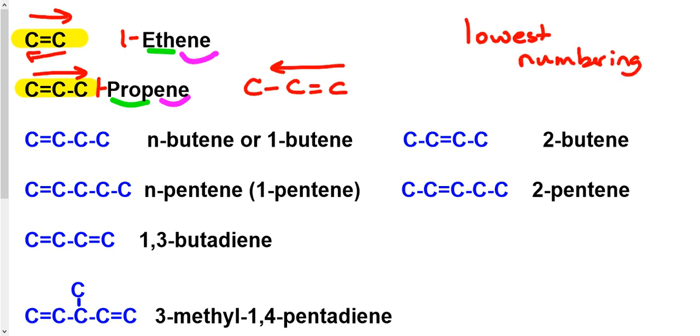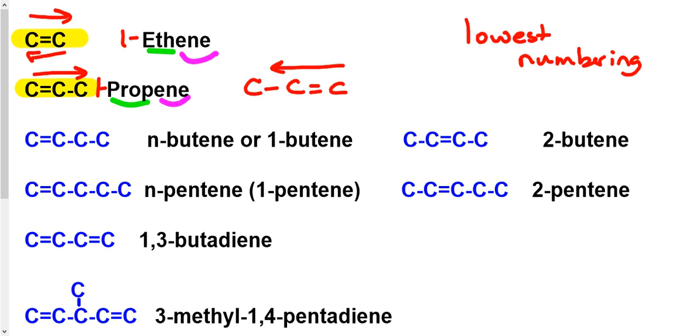So with butene, we could have 1-butene or 2-butene. You notice now that there are 2 separate choices that we can have for naming butene. It is not possible to have 3-butene because at the point that I tried to move my double bond over one more space, I would be numbering from the opposite side. I'd be numbering it from the wrong side.